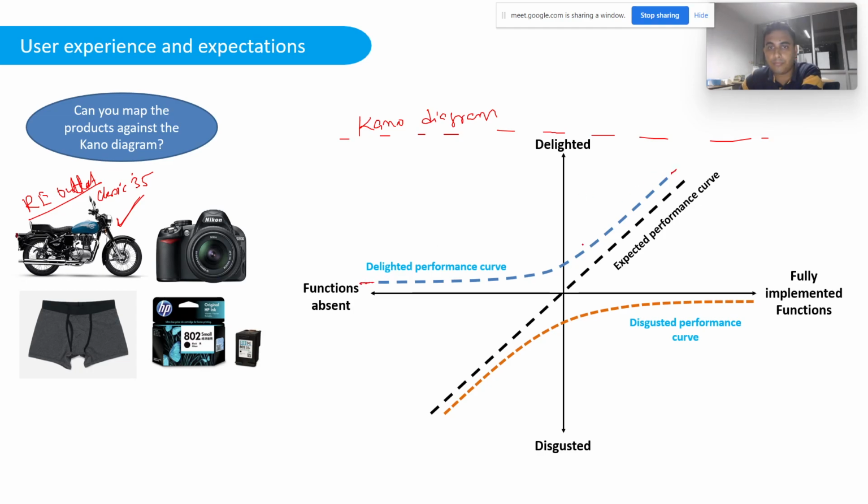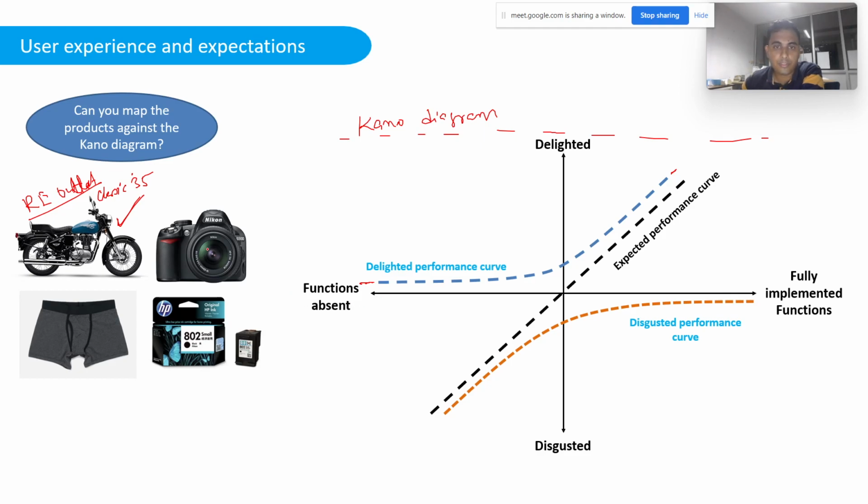Any answer? I guess the blue curve, the delighted performance curve. Okay, so why do you think? Can you please explain? So basically, the basic condition is the bike gives, like, they're traveling, and the durability of the parts. I think that it will stand with all of those things.